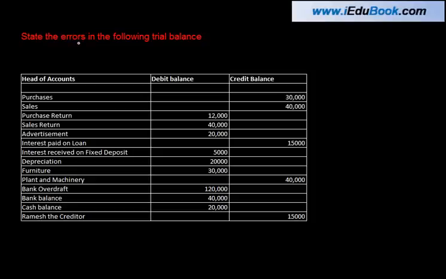State the errors in the following trial balance. So basically, what is there in this question is you have a trial balance. There are various accounts, heads of accounts. They are given as if they have a debit or a credit balance, right? You have to pick up and tell which one of the balances has been put in incorrectly, right?